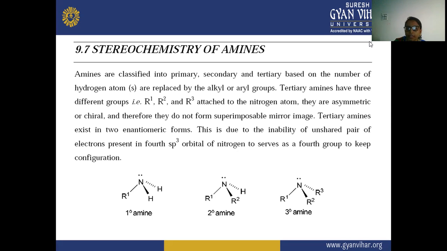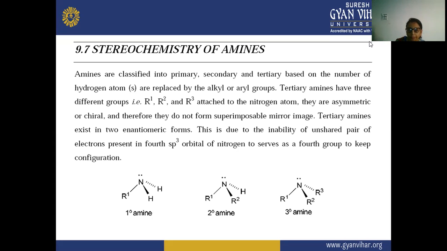The tertiary amines have three different groups, R1, R2, and R3, attached to the nitrogen atom. They are asymmetric or chiral, and therefore they do not form superimposable mirror images. Tertiary amine exists in two enantiomeric forms. This is due to the inability of the unshared pair of electrons present in the fourth sp3 orbital of nitrogen to serve as a fourth group to keep configuration.